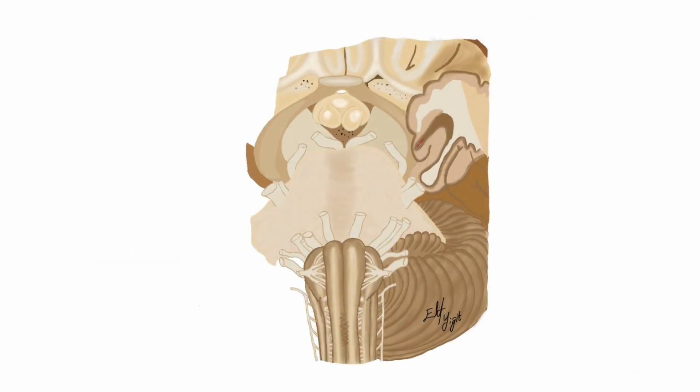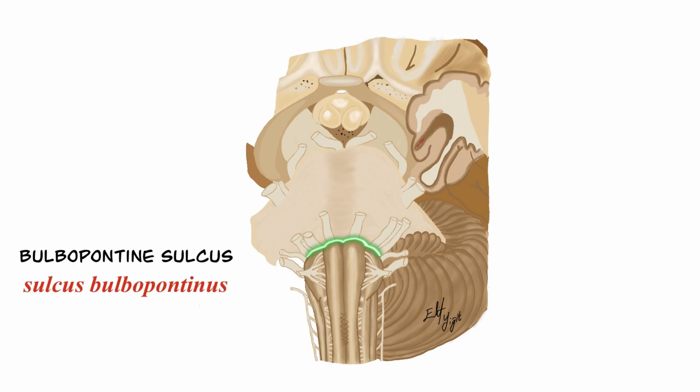The upper margin of medulla oblongata is determined by bulbopontine sulcus anteriorly. It is also known as sulcus bulbopontinus in Latin. Because it is a junction between the pons and bulbus, it is named bulbopontine sulcus. In some sources, it is referred to as medullopontine sulcus. Bulbus, medulla, myelencephalon are other names of medulla oblongata as I mentioned before.